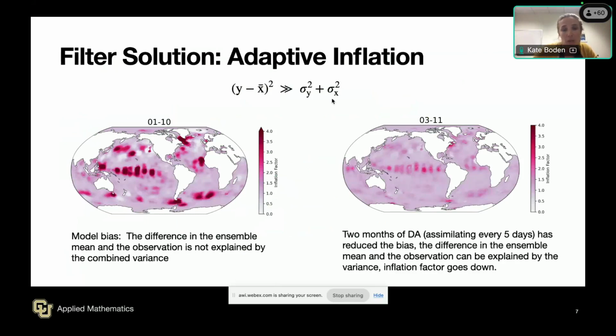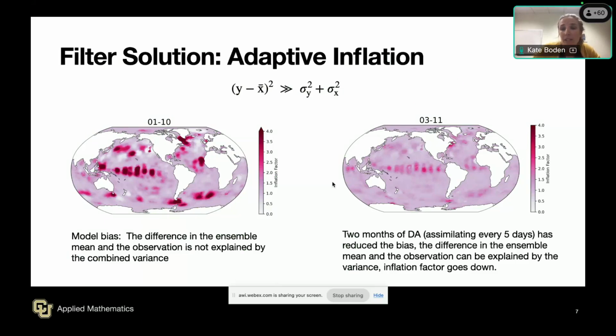So I'm showing you January 10th inflation factors globally, and then March 11th inflation factors. And we started our model on January 1st, and there was a lot of bias in the initial ensemble. So we see large inflation factors because the difference between the observation and our biased ensemble mean was large. And so we get these like hot pink zones, especially along like the tau array here.